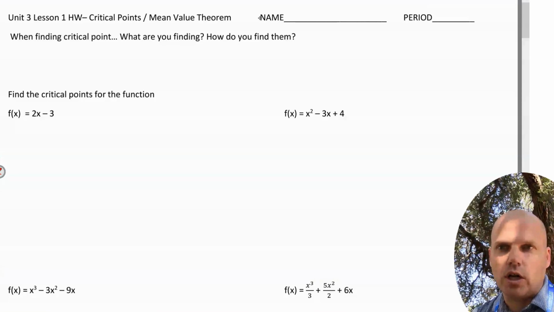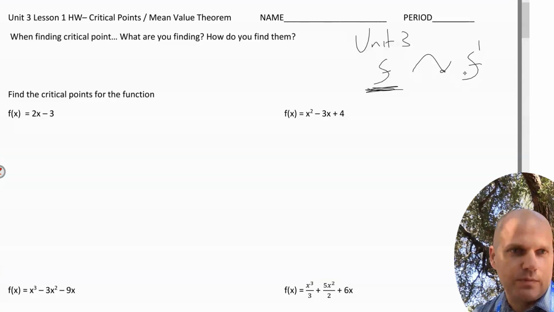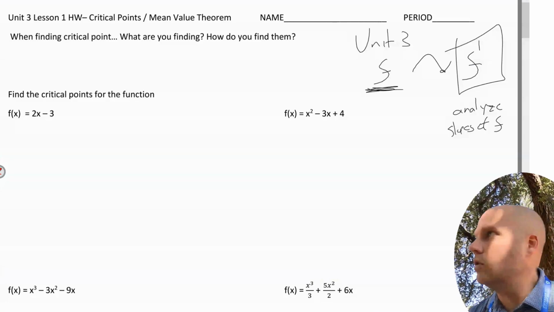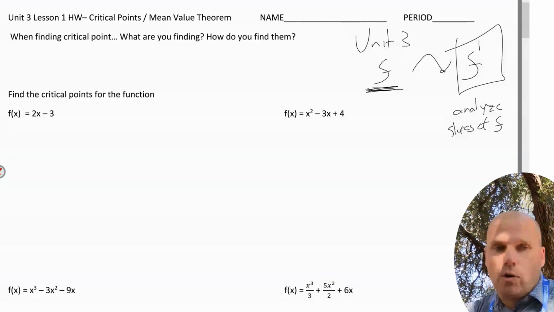So, in Unit 3, we are going to eventually graph f, and we are going to graph f by analyzing its slopes. If you analyze the slopes of f, you'll actually know how f is changing. If you know how f is changing, you're going to know what f looks like.